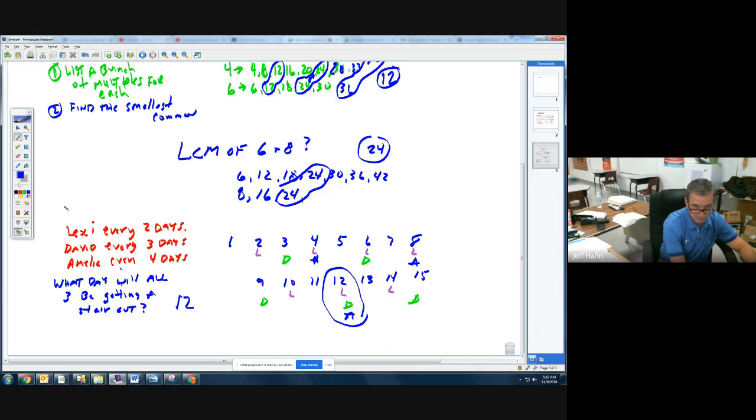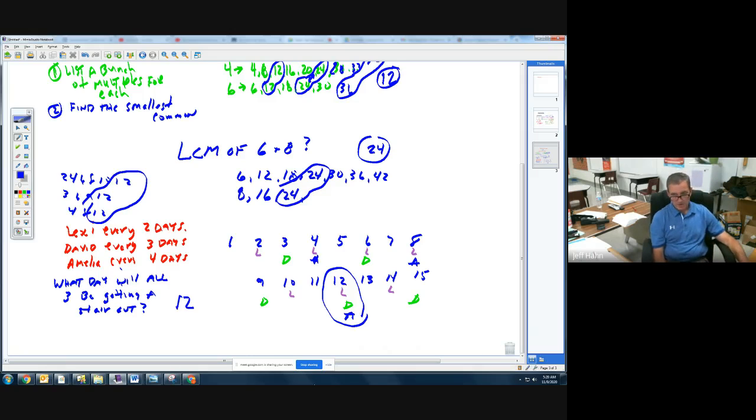If you look at what we did, if we listed all the multiples, for Lexi it was 2, 4, 6, 8, 10, 12. For David it was 3, 6, 9, 12. And for Amelia it was 4, 8, 12. 12 was their least common multiple. So that happened all on the 12th day. Make sure when you do the problems from the book, you are writing down all of those multiples. I don't want to just see one single number there. And I think you'll do well with this.